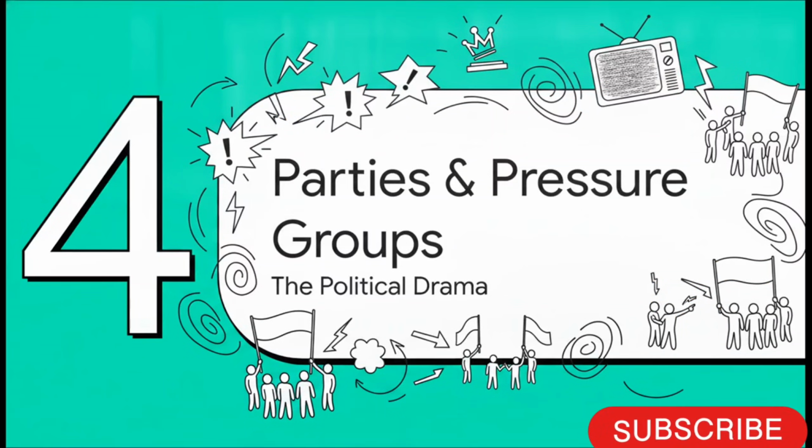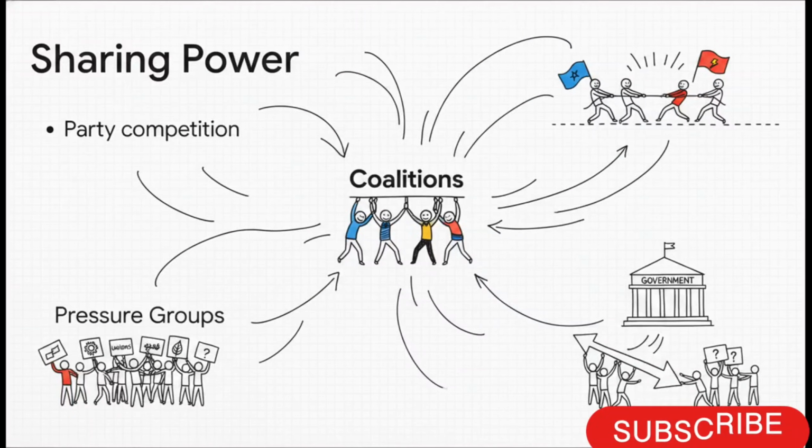Which brings us to number four, political parties and pressure groups, the political drama. This is where things get messy, loud, and honestly, pretty real. First off, you've got multiple political parties fighting tooth and nail for your vote. That intense competition means power can literally never rest permanently in one place. Second, when nobody wins an outright majority, they have to form coalitions. They literally have to join hands and compromise if they want to govern.